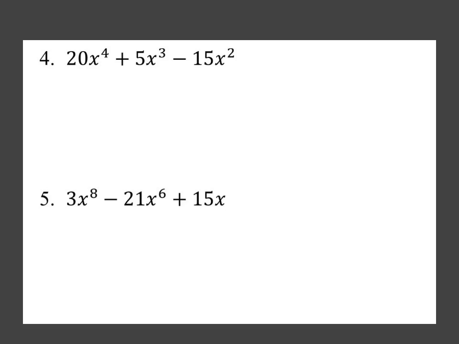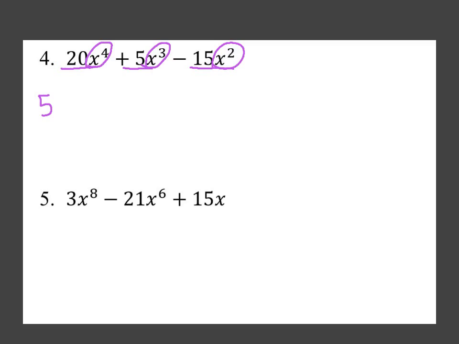Example number 4. Again, I have 3 terms. I have to figure out what can all 3 terms be divided by. Well, 20, 5, and 15 can all be divided by the number 5. But now I need to look at my variables to see what they all have in common. Well, my first term had 4 x's, my second term had 3, and my last term had 2 x's. So, how many x's do all of the terms have in common with each other?